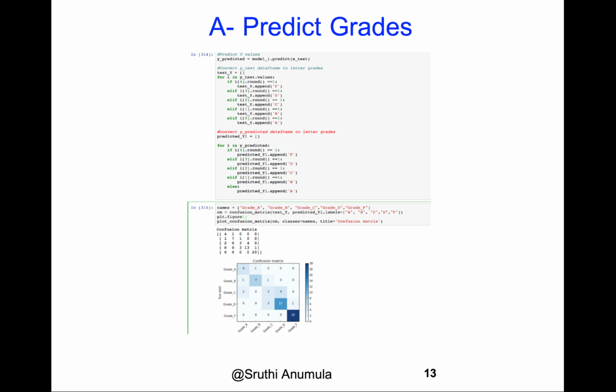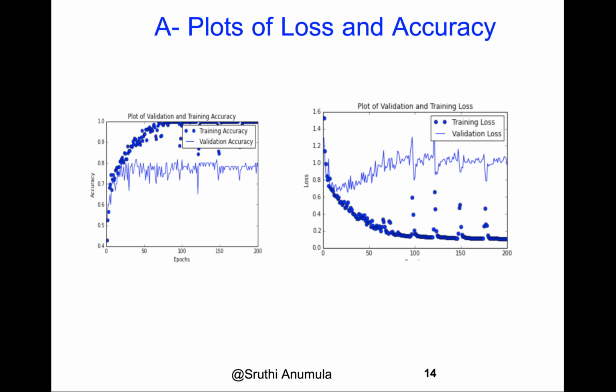Let us analyze the confusion matrix results now. The diagonal elements are the ones which are predicted correctly. They are called true positives. Out of 60 samples validated, we were able to classify accurately for 47 samples and the remaining 13 were classified incorrectly. These are the plots for loss and accuracy.